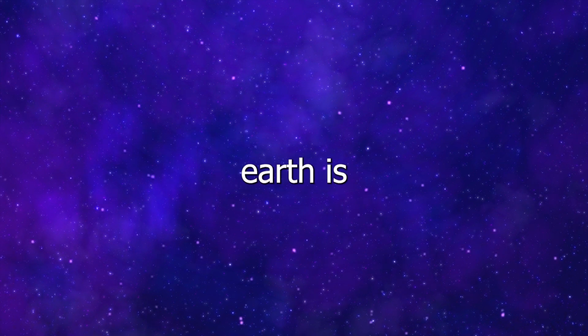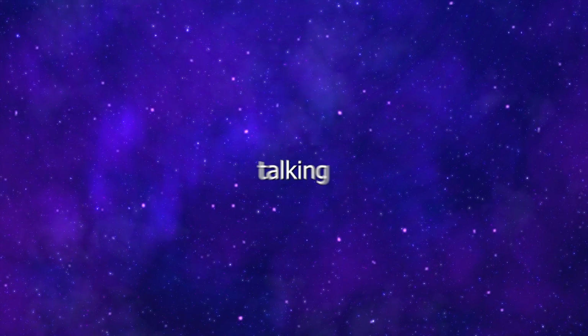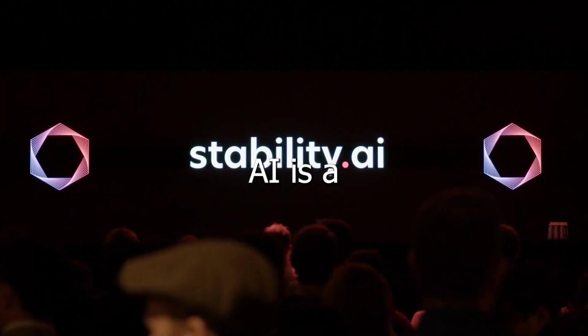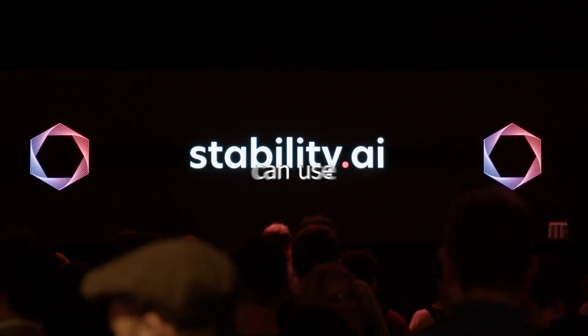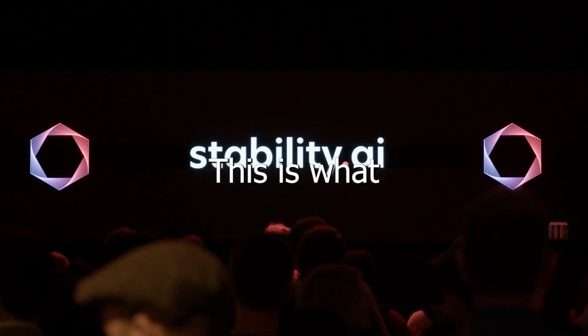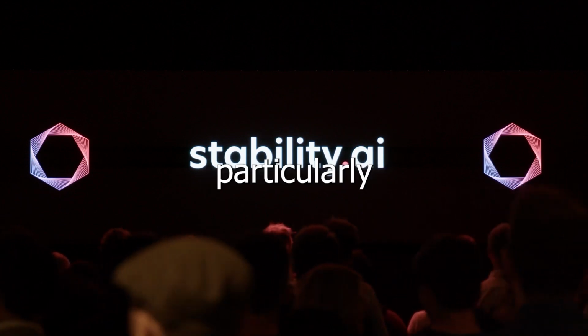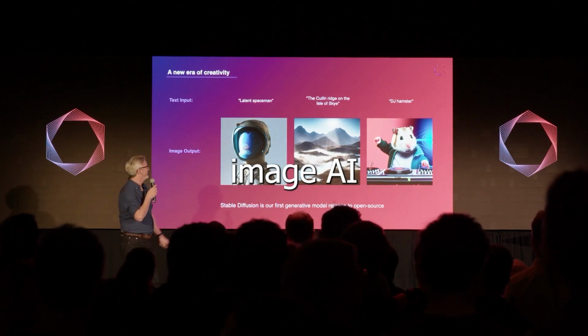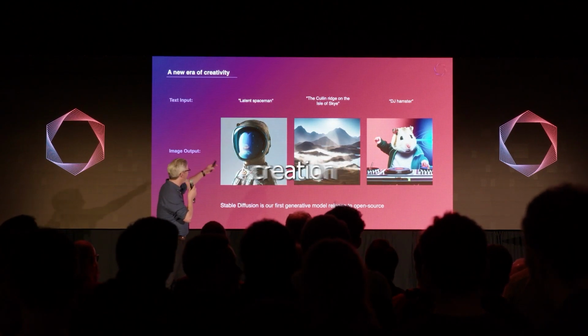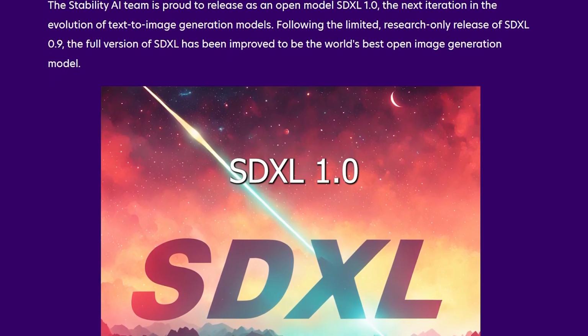First up, what on earth is SDXL and why is everyone talking about it? Stability AI is a leading company in the world that specializes in creating AI software anyone can use and improve upon. This is what we call open source. They're particularly good at making AI that can create images, known as generative image AI. They have just launched their newest creation, SDXL 1.0.